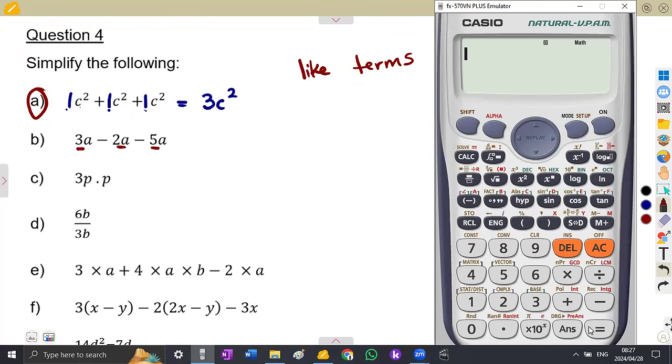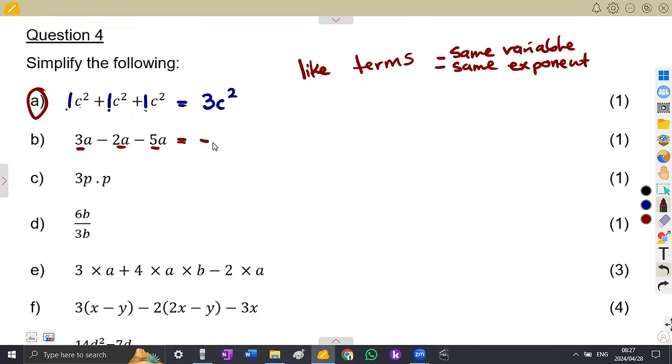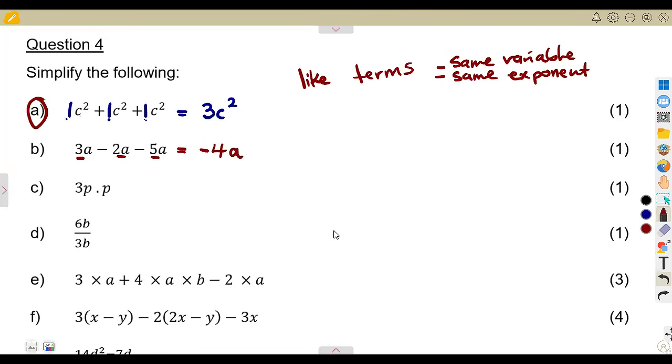All right, so this is what you're simply going to do. 3 minus 2, then you subtract a 5. You're going to subtract a 5. So this is minus 4. Do not forget that there is supposed to be an a on that part. So that's minus 4a. This is going to be minus 4a.